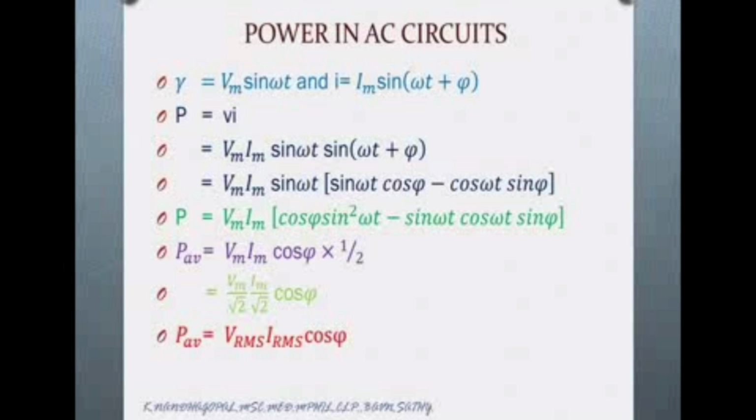For a series RLC circuit, the phase angle phi equal to tan inverse of XL minus XC by R. We already saw that. So P average equal to Vrms Irms into cos phi.